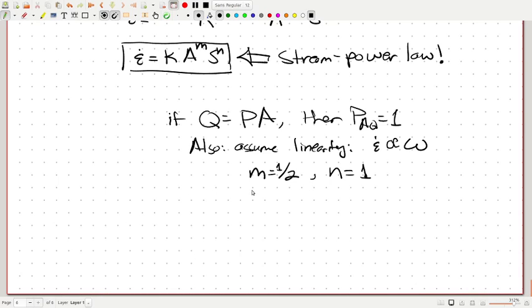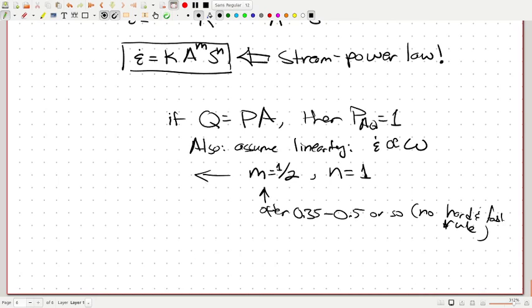Oftentimes, m, because of this precipitation and drainage basin area relationship, can be taken sometimes as a bit smaller. So we can say often 0.35 to 0.5 or so. No hard and fast rule. But if we take these guys over here, one common way in which this is written is E equals K, A to the 1/2, S to the 1.